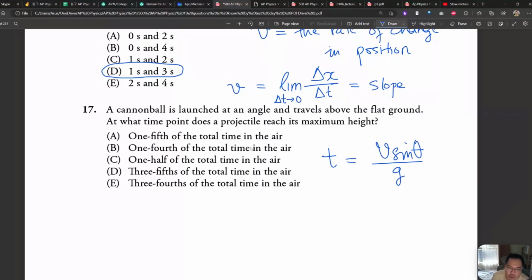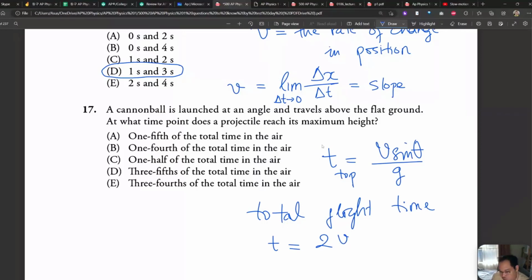Is it 1/4 of the total time in the air, or 1/2 of the total time? Because the total flight time is 2 times the time to the top, t equals 2 times V0 sine theta over g. So the answer is 1/2. It is a theoretical question.